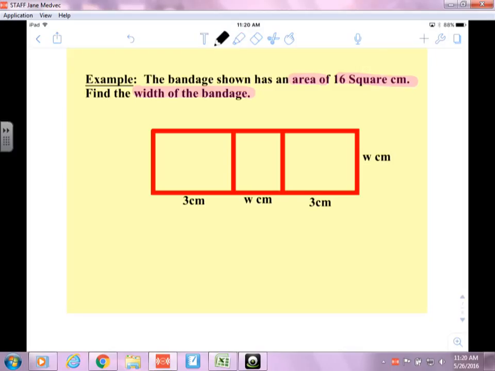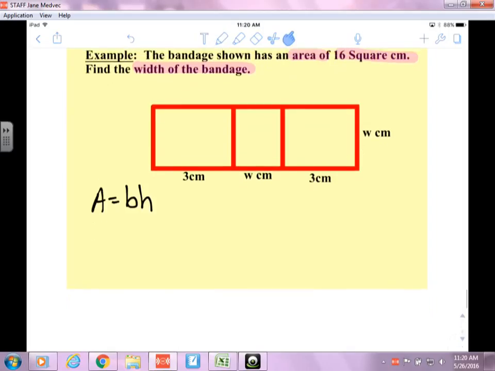Now, what is the shape that we have there? It's a rectangle. So area equals base times height. Okay, now let's just follow this through. Do I know the area? Yep, so it's 16 equals, okay, the base, I have 3 plus W plus 3.